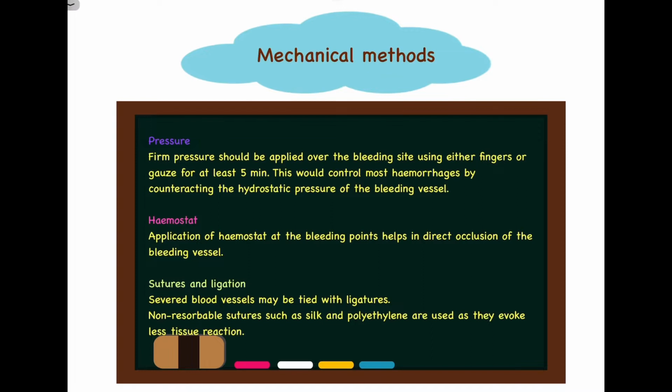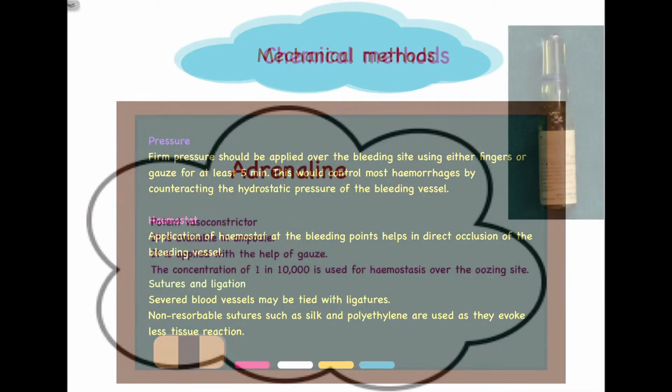By means of sutures, we can use either absorbable or non-absorbable sutures. We are bringing two severed ends together, so we get a wound closure and it prevents bleeding. Or if we use the method of ligation, we tie the severed blood vessels with the help of ligatures to prevent the blood flow.